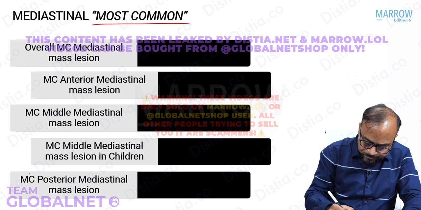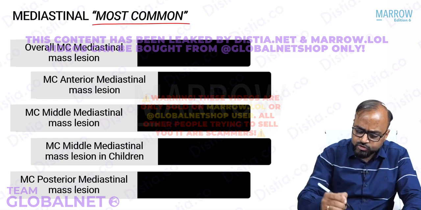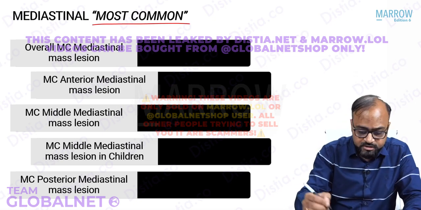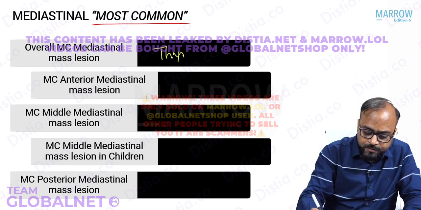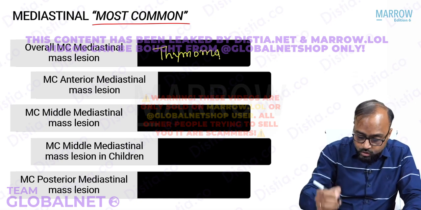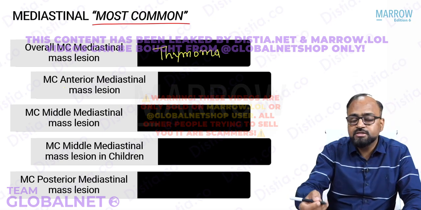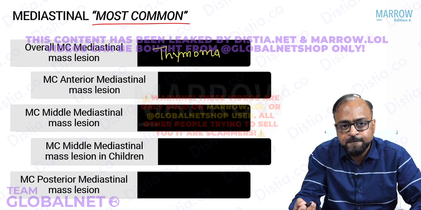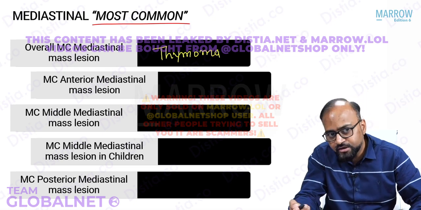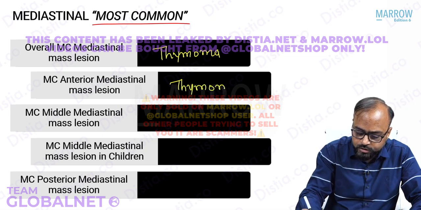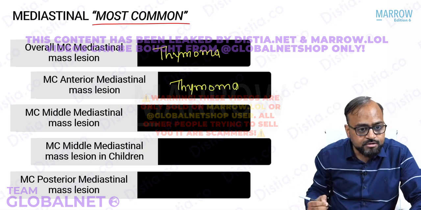Certain most commons as far as mediastinum is concerned. What is the overall most common mediastinal mass lesion? Most common overall mediastinal mass lesion is, remember, a thymoma. Thymoma is also the most common anterior mediastinal mass lesion, because according to the mediastinal classification, Felson's or radiological classification we have studied, thymus gland lies in the anterior mediastinum. So thymoma is also the most common anterior mediastinal mass lesion.